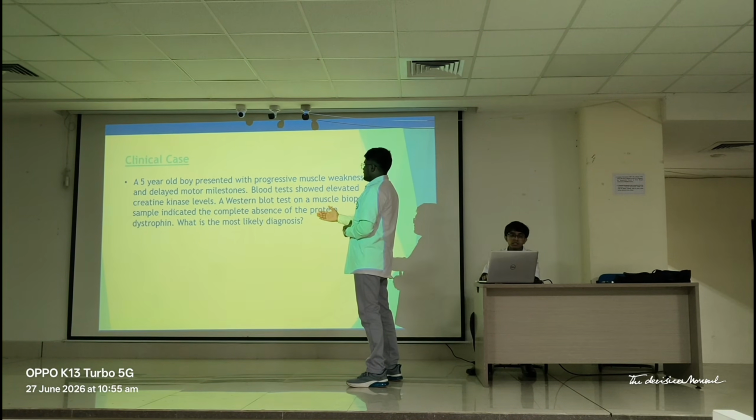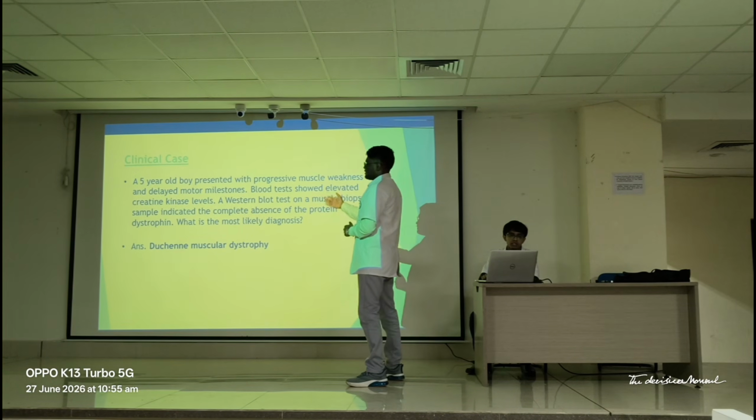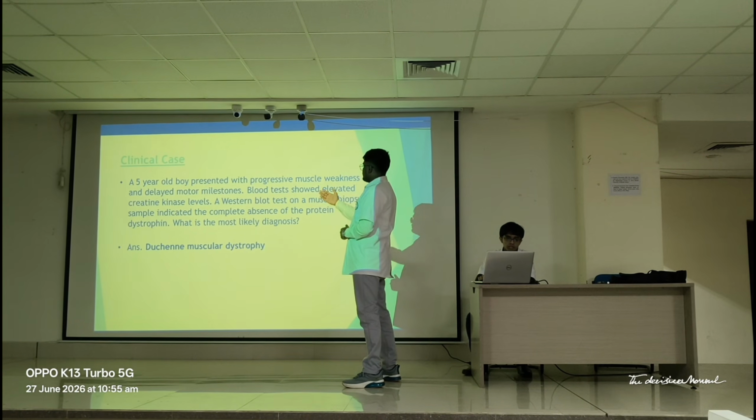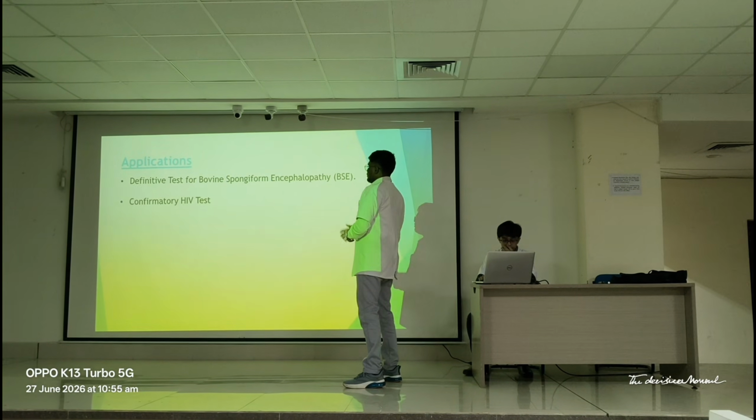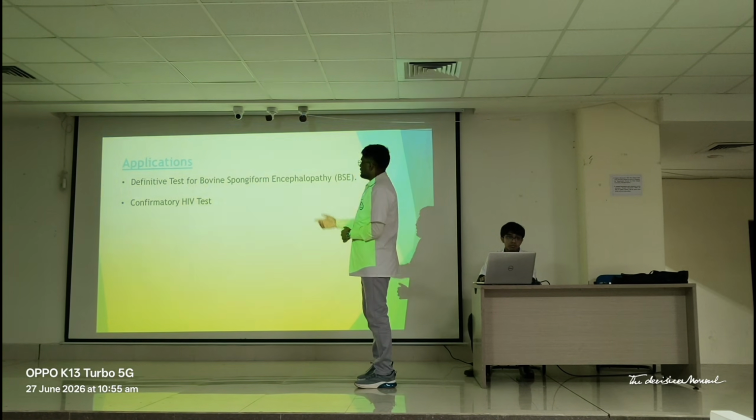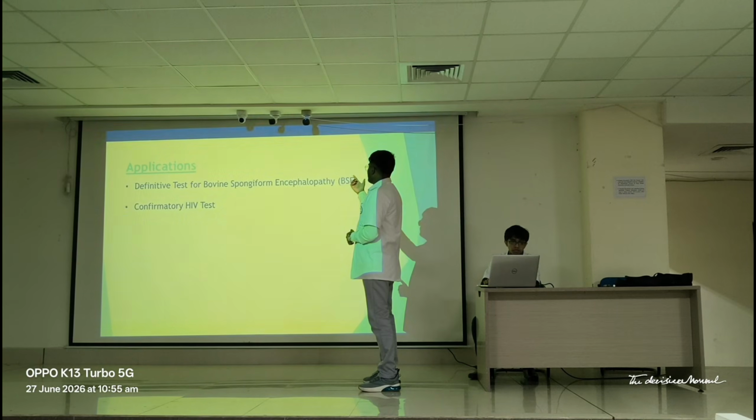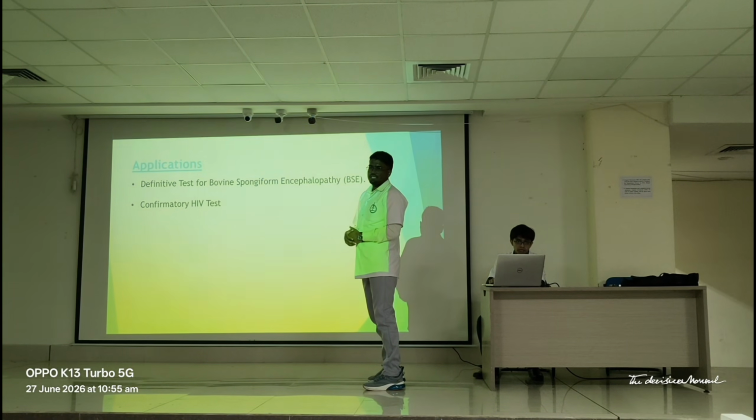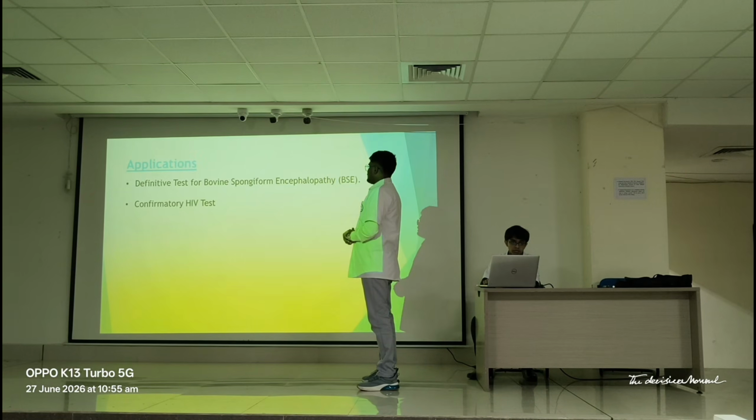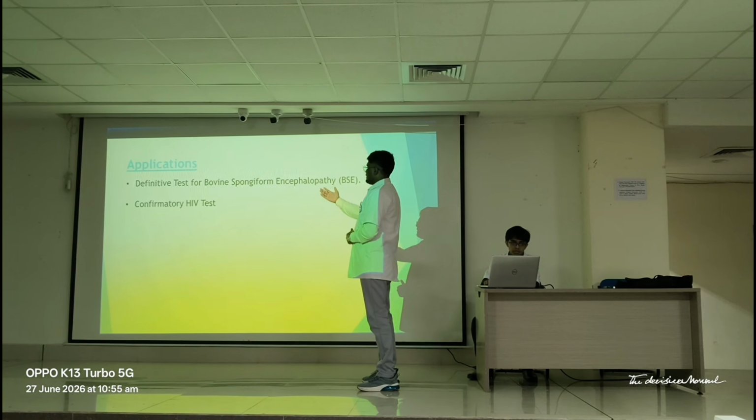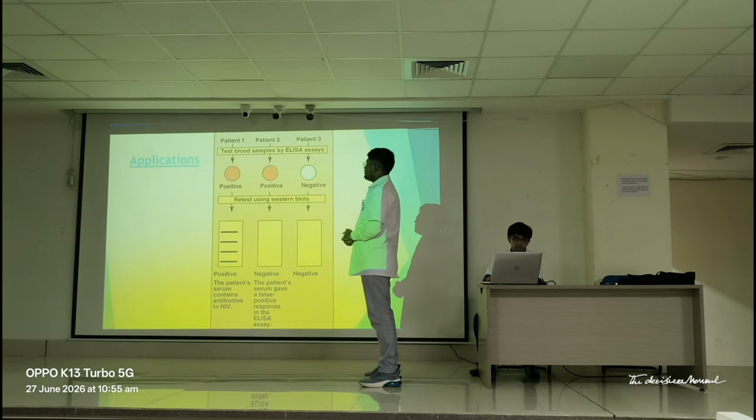This is a classical example of Duchenne muscular dystrophy, which you can identify using the Western blotting technique. Applications of Western blot: we have seen in our class that it is used for detecting proteins. It is a neurogenetic syndrome which is X-linked. You can also do the confirmatory HIV test with ELISA combined with Western blot.